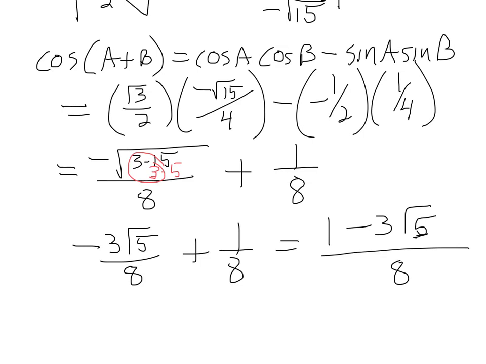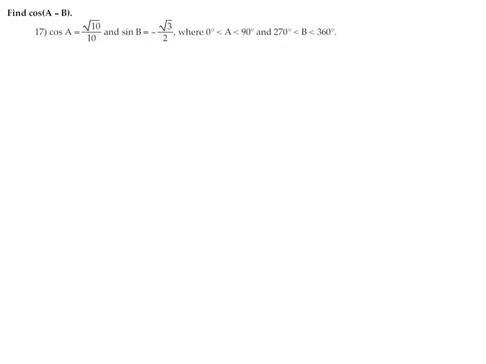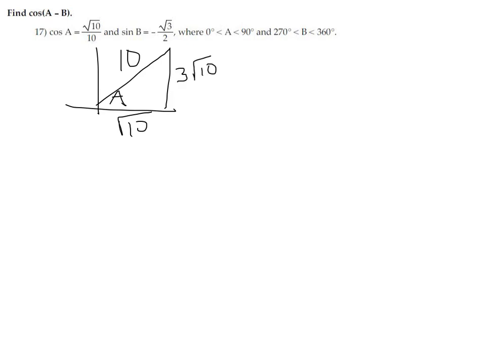Next problem. All right, this is a very similar setup to the previous one. But this time they're not telling us A is in quadrant 1 directly. They're telling us that A is between 0 and 90 degrees, which would be quadrant 1. So we set up a quadrant 1 angle for A. Cosine A, adjacent, square root of 10, over hypotenuse, 10. Pythagorean theorem, 100 minus 10 is 90. Square root of 90 is 3 square root 10. And this is positive.